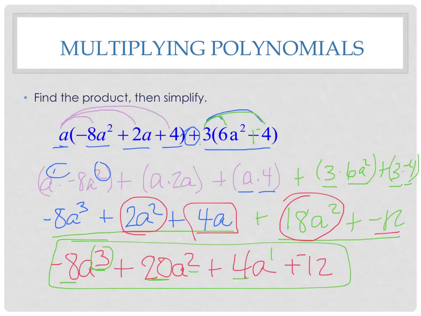So basically the difference between this one and our last one, we can only use FOIL when we're multiplying binomials together. But if I have more of a trinomial situation like this, now I do not use FOIL, I simply use the distributive property.